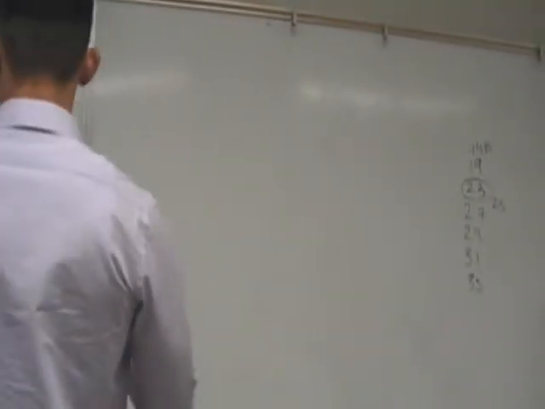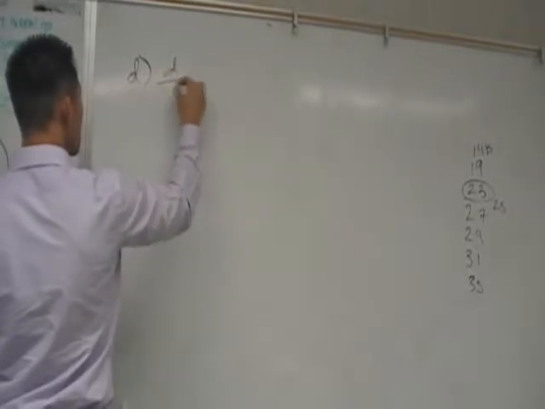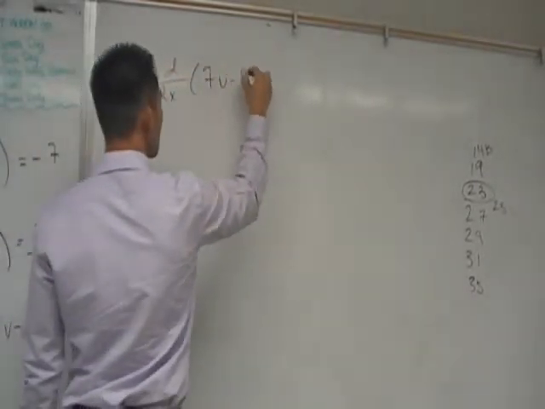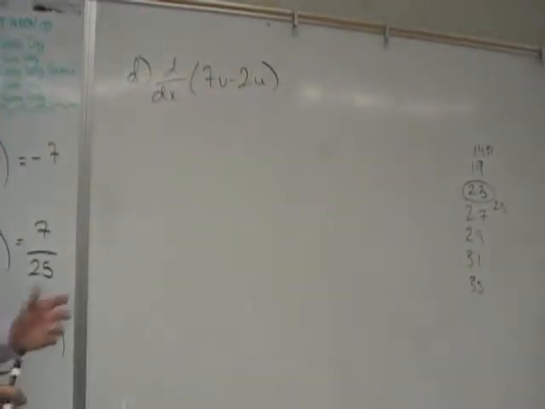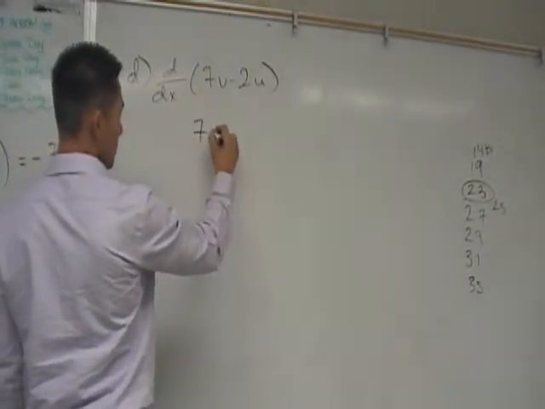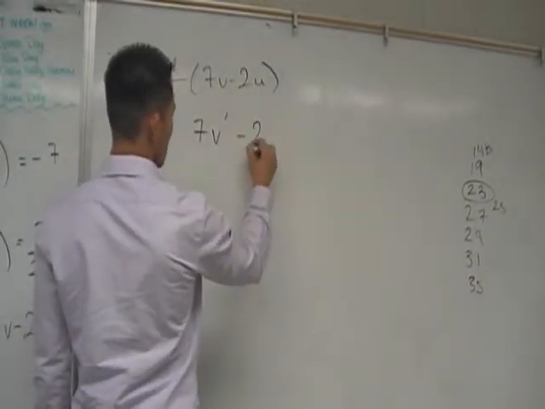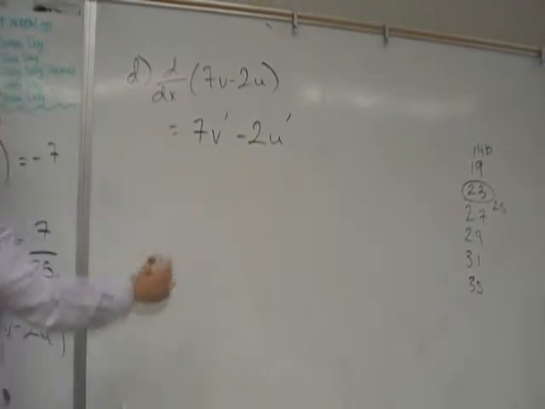Yeah. So here's D. You gotta take the derivative of this. So this is going to be 7v prime minus 2u prime. And that's it. And then now you plug in numbers.